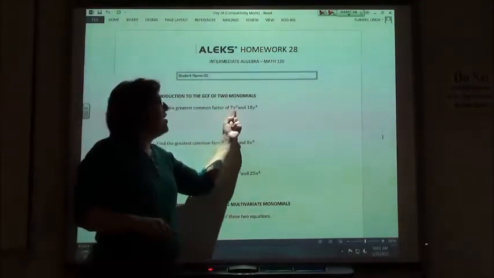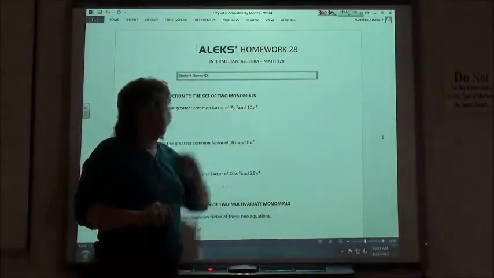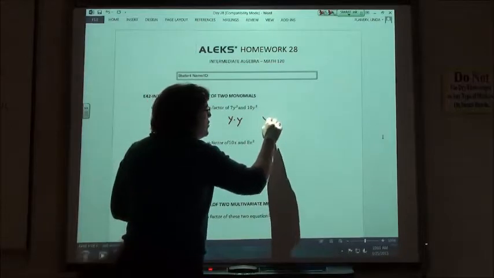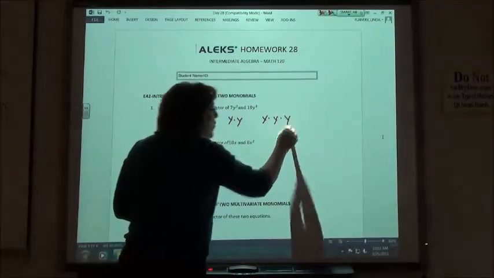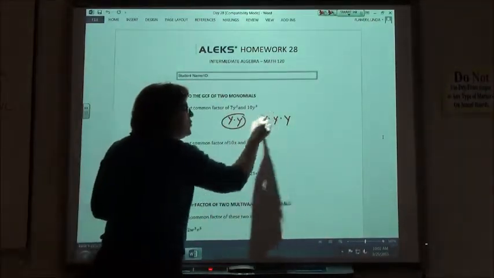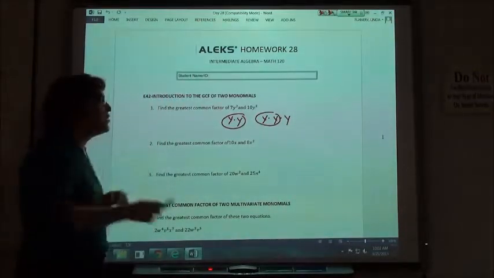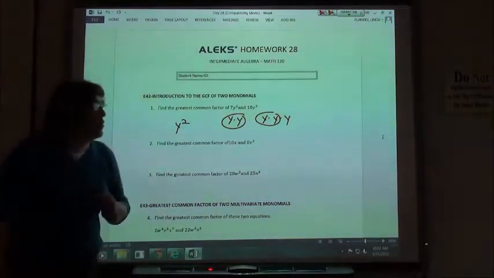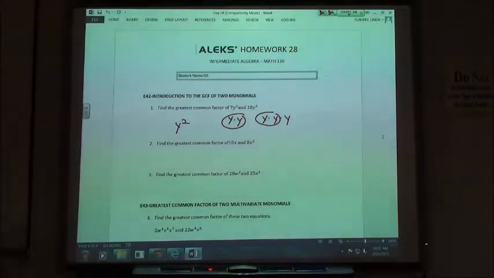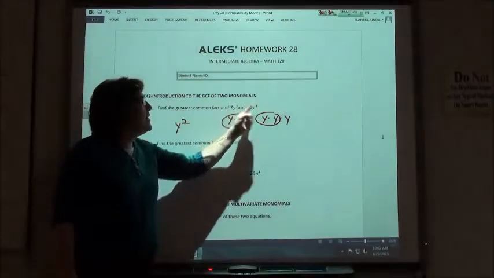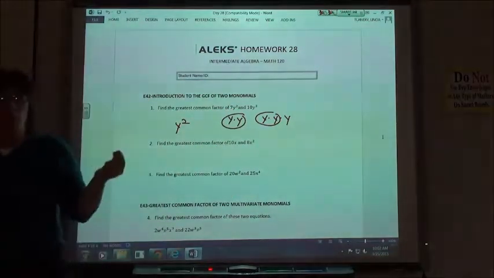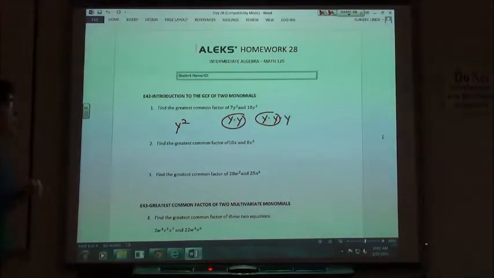When I look at my variables, a y squared and a y to the third, y squared means I have y times y. y to the third means I have y times y times y, so they've got 2 of them in common, a y squared. So my greatest common factor would be 1y squared or just y squared. General rule, when you're doing the greatest common factor and you're looking at your variable, you always take out the lower exponent. That would be what's common to both.